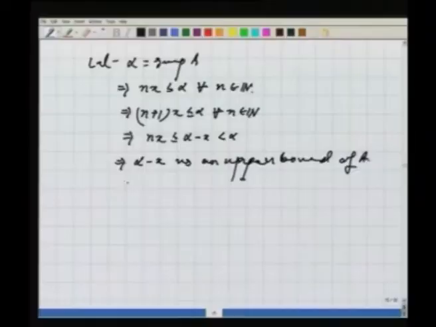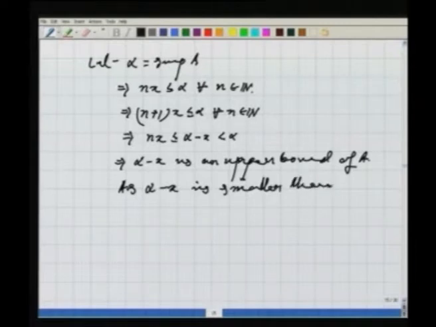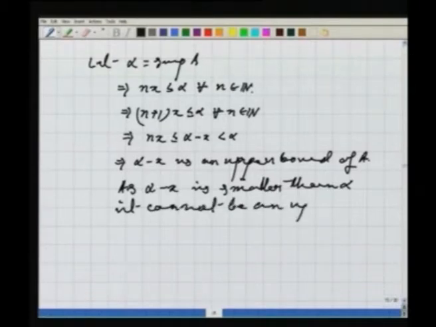Now, if I go back to the observation which I just made after the definition of supremum, which essentially says that anything lower than the supremum cannot be an upper bound. Well, alpha minus x is smaller than alpha. How can this be an upper bound? This is a contradiction. So, as alpha minus x is smaller than alpha, it cannot be an upper bound of the set A. Well, I say this is a contradiction.